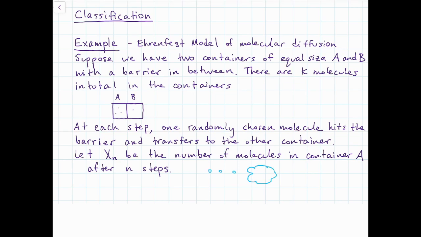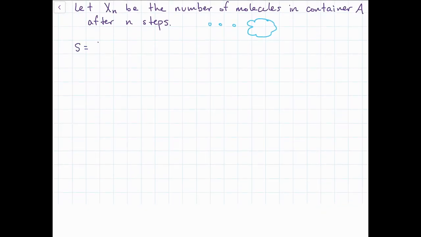We want to model this as a Markov chain. So we want to think about, will this stochastic process, Xn, where n equals 0, 1, 2, etc., follow the 3 conditions of a Markov chain? Well, let's think about that and see what we get. If we try to consider the state space, the number of possible molecules that can be in container A at any time is going to be 0, 1, etc. up to K. So it's a discrete state space, so we definitely have that.